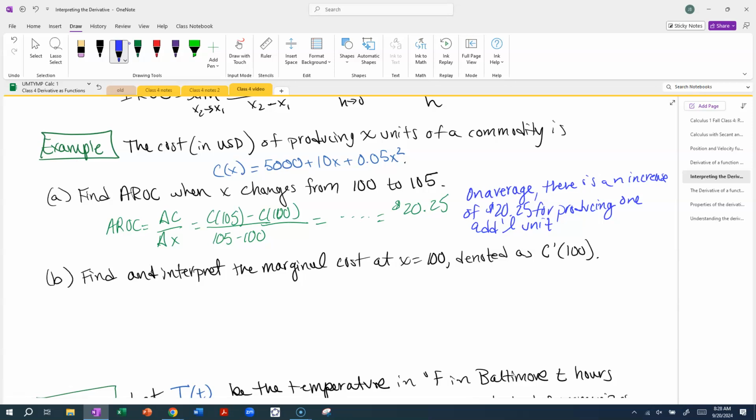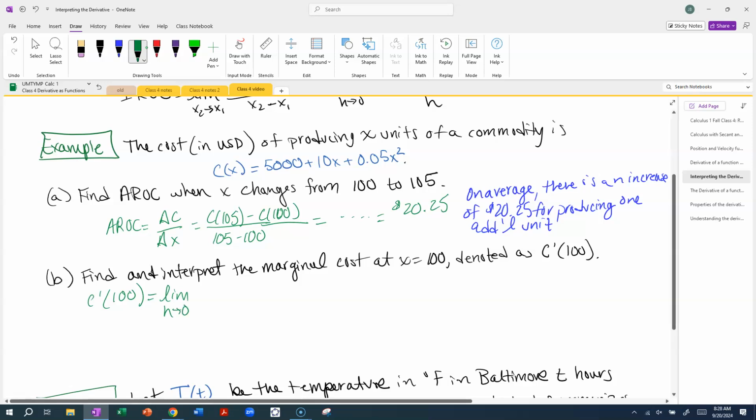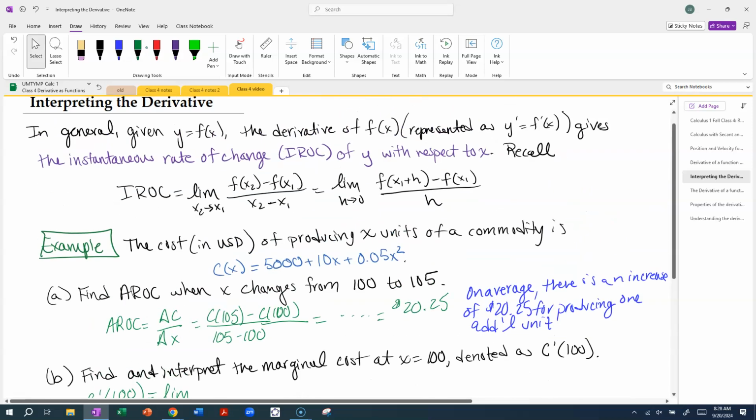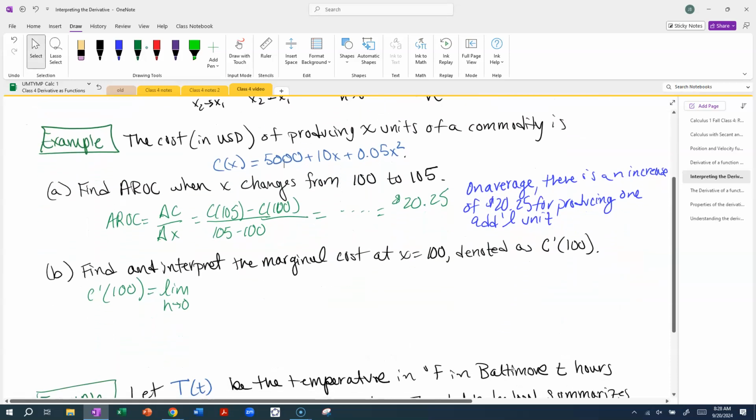Let's look at the marginal cost, which it says is the instantaneous rate of change. It's the derivative of C at 100. And so now if I go ahead and proceed with that, so C prime of 100, oops, not 110, this should be the limit as h approaches 0. I'm using that version instead of the f of x2 minus f of x1. The denominator being one thing is generally easier for us to work with. So it'd be C of 100 plus h minus C of 100, all over h.